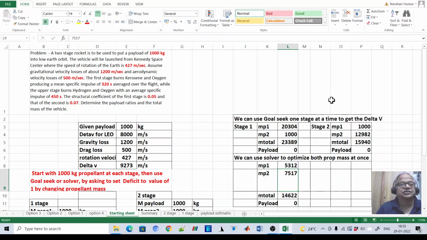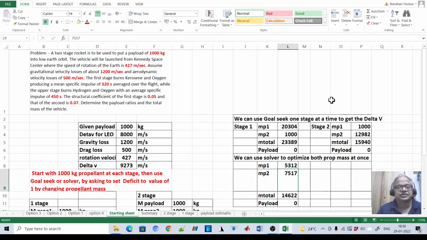Also, the problem says assume the gravitational velocity losses to be about 1200 meters per second and aerodynamic losses to be 500 meters per second. The first stage burns kerosene and oxygen, a storable liquid propellant rocket, with a mean specific impulse of 320 seconds averaged over the flight time. While the upper stage burns cryogenic hydrogen and oxygen with an average specific impulse of 450 seconds.